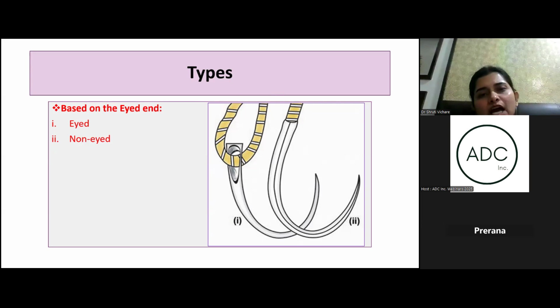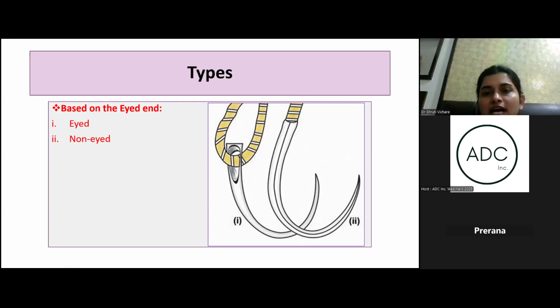The eyed needles, I would say, have a little disadvantage. As you can see here, they are a little broader than the swaged one, so the tendency of tissue trauma is a little more in eyed needles than in swaged needles. Also, it is cumbersome to put the suture through the eye, as it keeps coming out again and again, so we have to tie the suture. So it becomes a little cumbersome to use an eyed needle. The usage of non-eyed or swaged needles is much better.